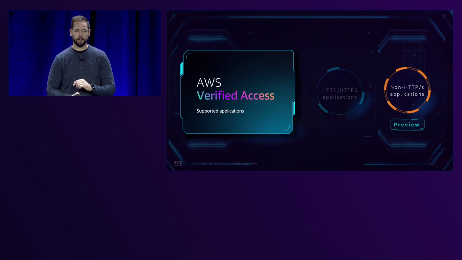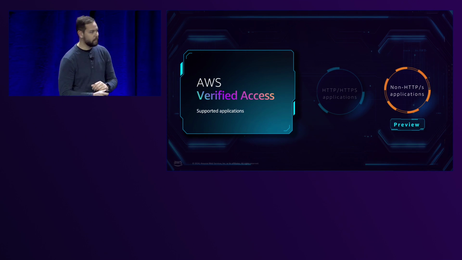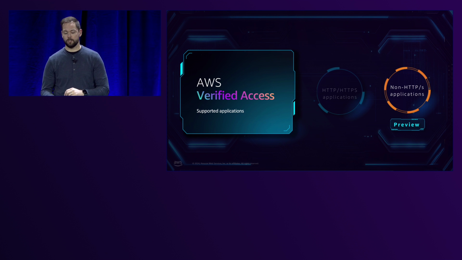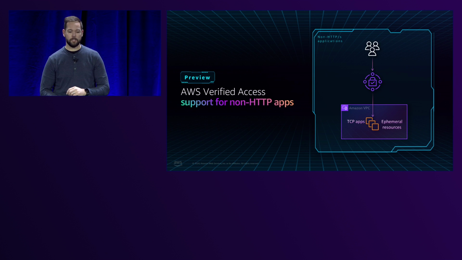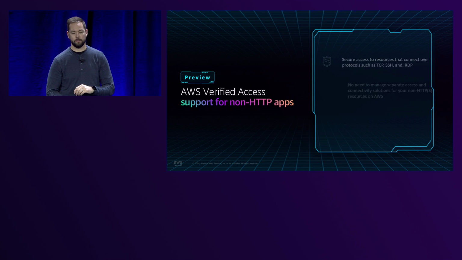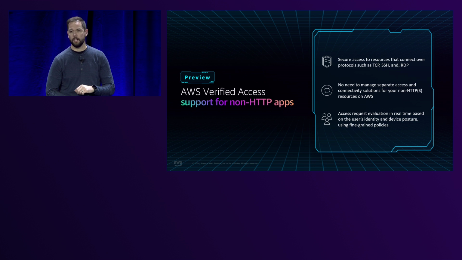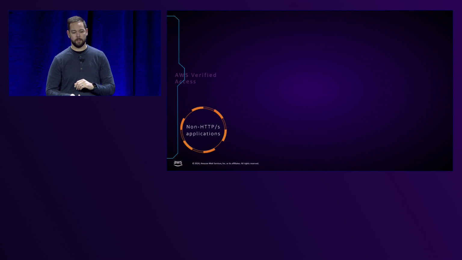Now, as of yesterday, we have a preview for non-HTTPS applications. The idea here is you can use AVA to access applications that aren't front-ended or using the HTTP protocol. So let's dive in and have a look at what that looks like. The reason we wanted to do this was for folks that wanted to use AVA for access to ephemeral things. When you wanted to SSH into a host within a VPC, you could use a Bastion host, and folks have been using Bastion hosts for many years, but AVA can actually be used to connect to a Bastion host or an ephemeral entity like a Bastion host inside a CIDR range inside a VPC.